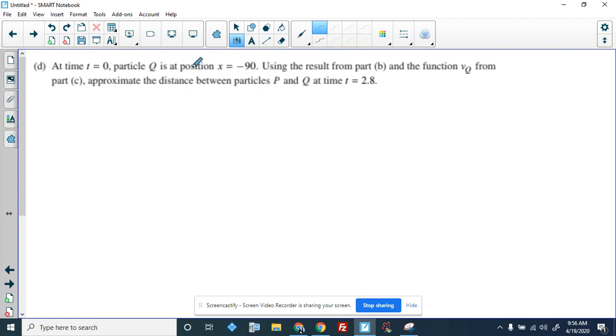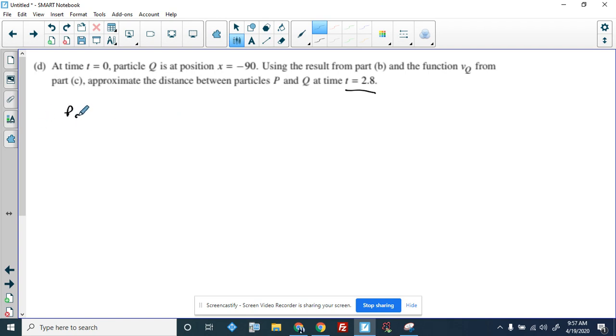It's a starting point now for this other function q, this other particle q. It says, using the result from part b and the function vq from part c, approximate the distance between the two particles. So it would make sense that if you can get the position of the two particles at this time value, then you would just subtract them. So let's think about the things that we have here. Let's organize our information.